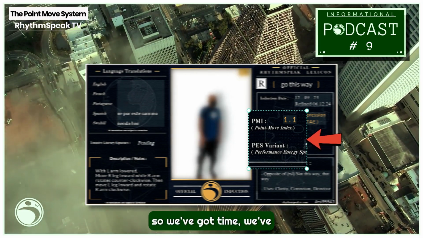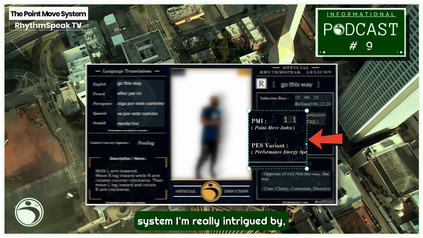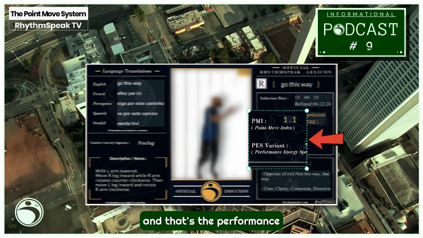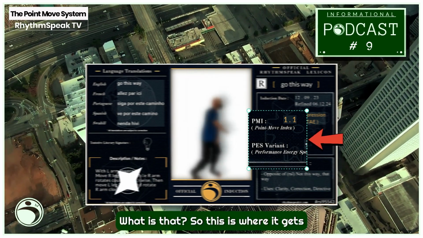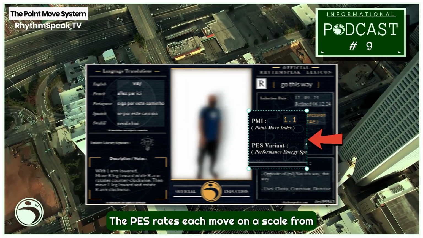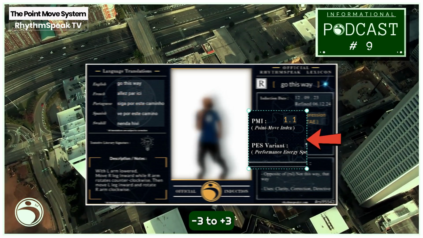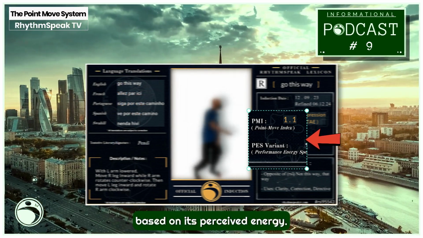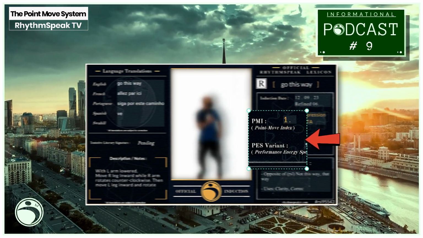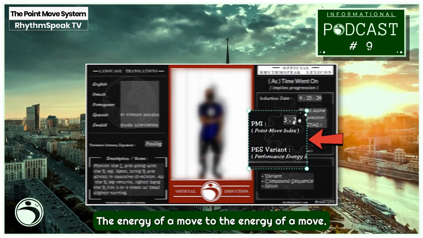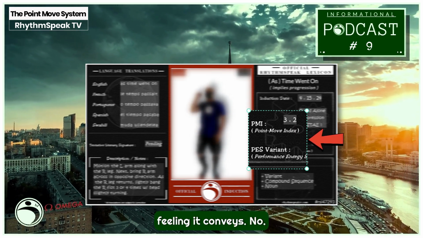So we've got time, we've got complexity. There's one more piece of this point move system I'm really intrigued by, and that's the performance energy spectrum, or PES. This is where it gets really interesting. The PES rates each move on a scale from -3 to +3 based on its perceived energy. So they're assigning a numerical value to the energy of a move. How do they even measure that? It's all about how the move is performed and the feeling it conveys.